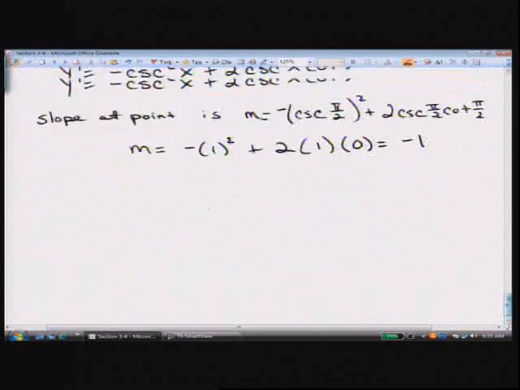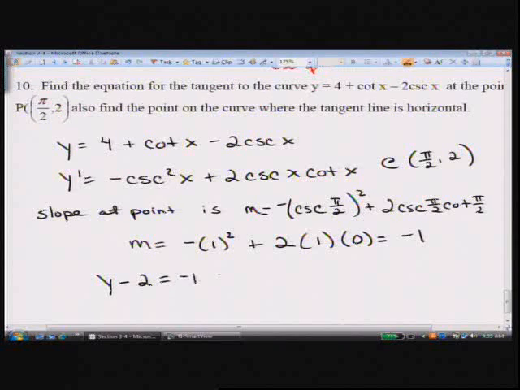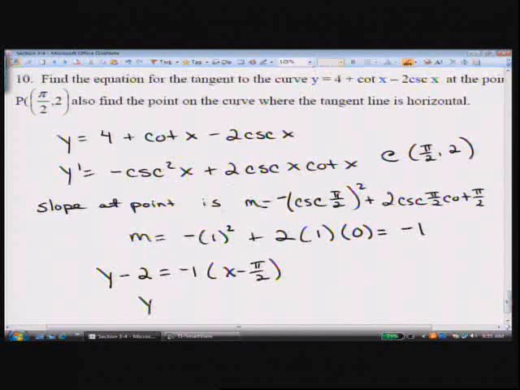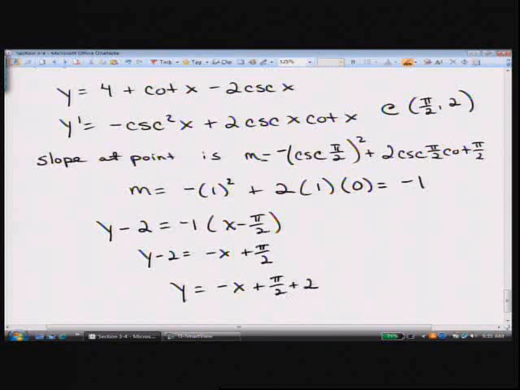So the equation of the line is y minus y1, which is our coordinate, that's 2, equals m, which is negative 1, times x minus pi over 2. And so we get y minus 2 equals negative x plus pi over 2. And so the answer that you type in is just y equals negative x plus pi over 2 plus 2. Kind of a weird graph that.